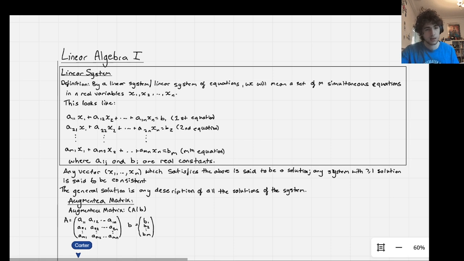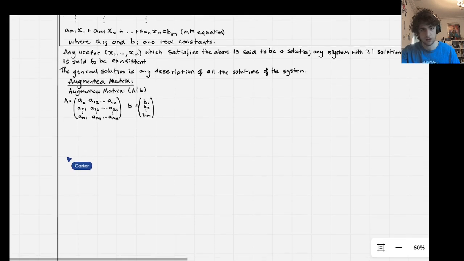So let's have a look at an example of such a system in three. So we're going to have three equations in three variables. So let me just try and move this down like so.